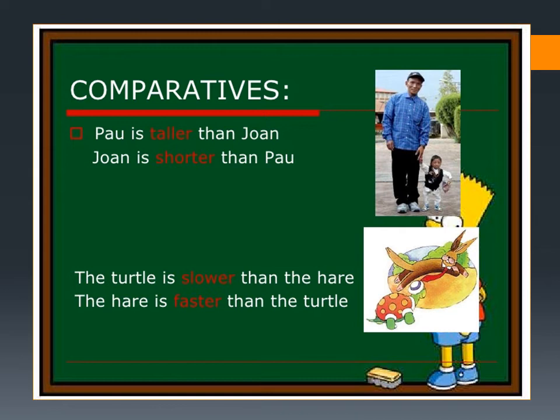The turtle is slower than the hare. Here two animals are compared, the turtle and the hare. Because two animals are compared, the adjective is in comparative form: slower, S-L-O-W-E-R. ER represents comparative form. So to describe a comparative form, we need two things to be compared and ER forms are used.